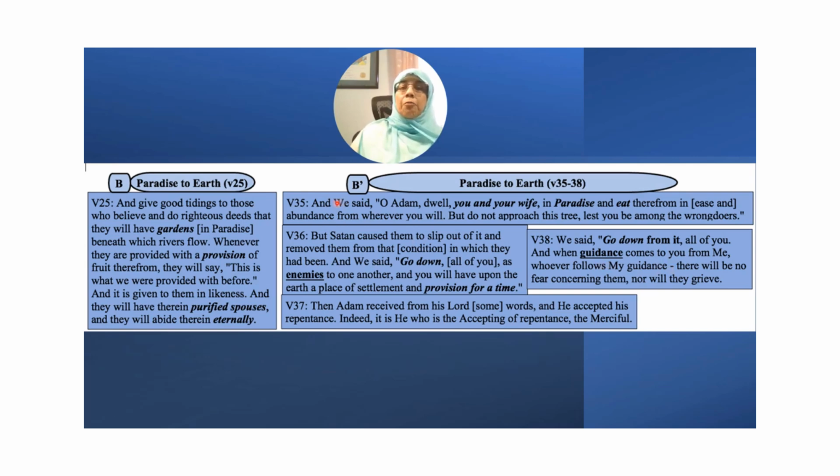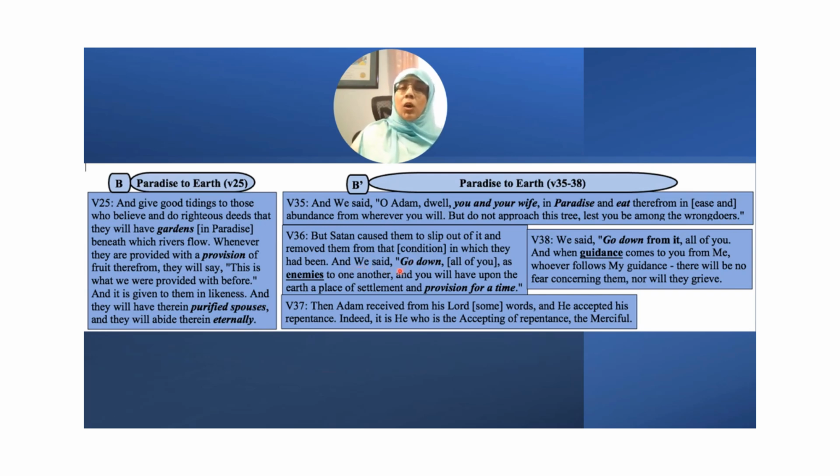Also notice in verse 35, Allah was speaking to two people, Adam and Eve. But when Allah says go down, all of you here in this verse, he's using plural, which includes Iblis, Shaitan, going down also to earth.